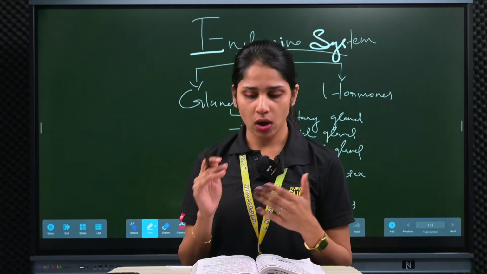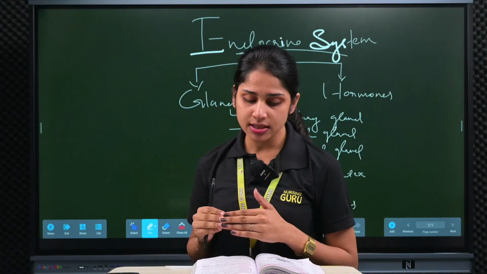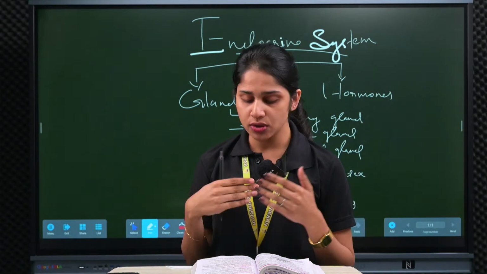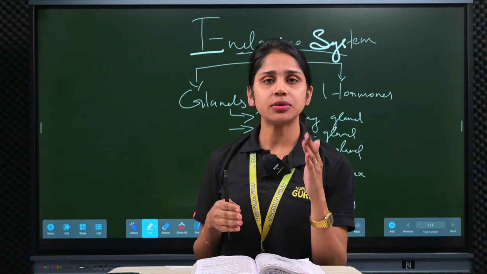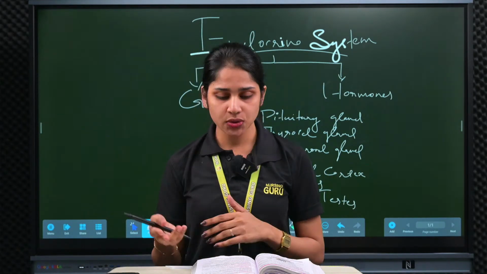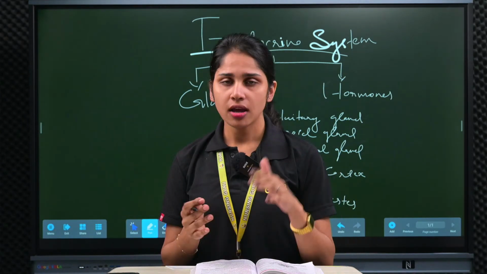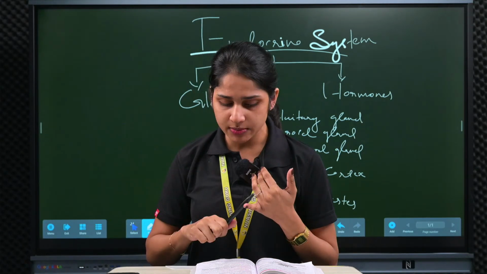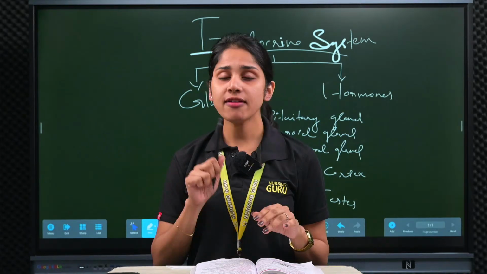This hormone is secreted during pregnancy time, and it helps to stimulate the mammary gland. Why the mammary gland? To produce milk. Okay, so that will be in the pregnancy time. Next we are moving to the gonadotropin. Gonadotropin again has two types, that is follicle stimulating hormone and luteinizing hormone, FSH and LH.